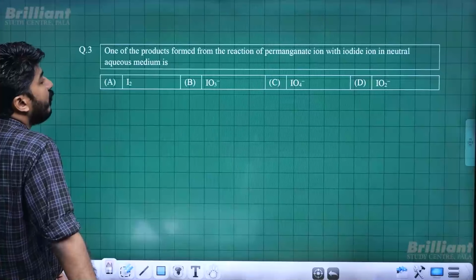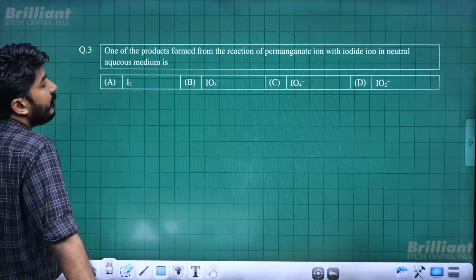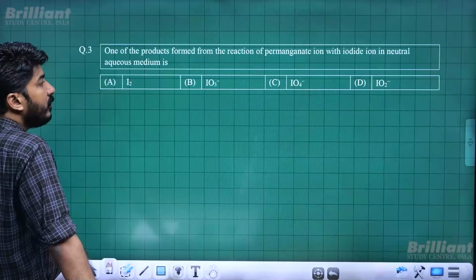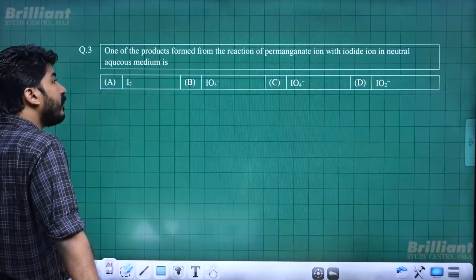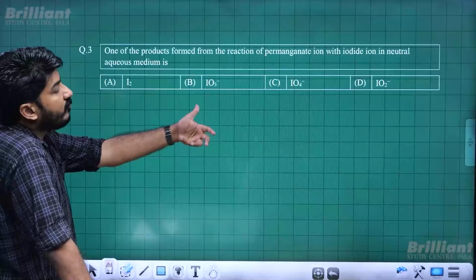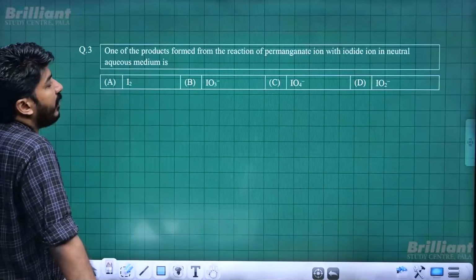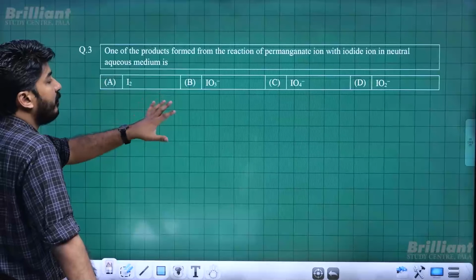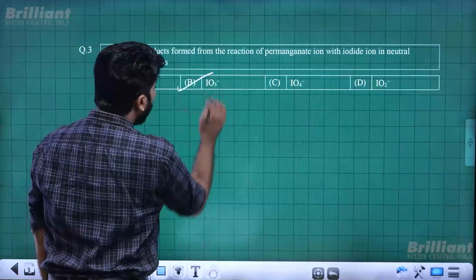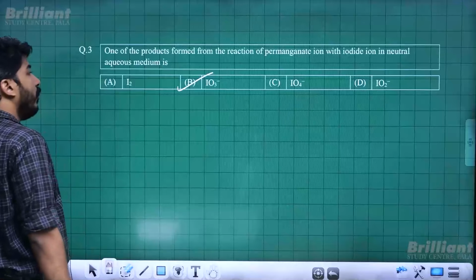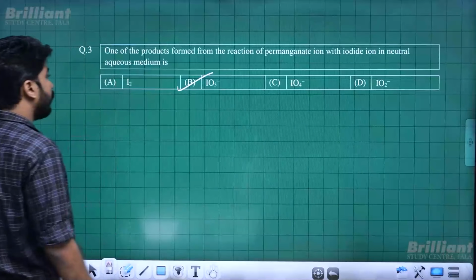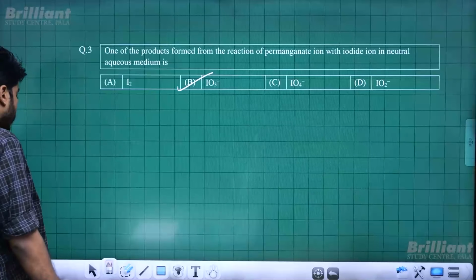One of the products formed from the reaction of permanganate ion with iodide ion in neutral aqueous medium is, you know from d and f block chemistry that permanganate ion in acidic medium oxidizes iodide ion to iodine, and in neutral or faintly alkaline medium iodate is the product. So in neutral aqueous medium or in faintly alkaline medium, option B is the correct answer, and if it's acidic medium, option A is the correct answer. So here the answer is option B.